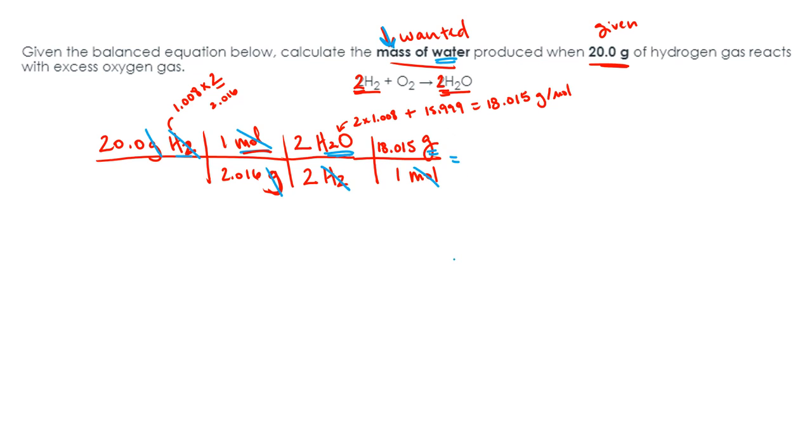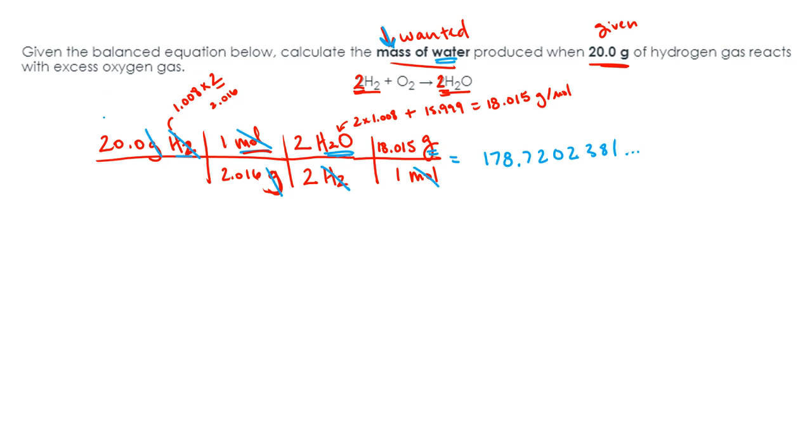So now we just need to calculate. A couple options. We can do 20 times 1 times 2 times 18.015 divided by 2.016 divided by 2 divided by 1. Or we can do 20 times 1 divided by 2.016 times 2 divided by 2 times 18.015 divided by 1. Either way, we should get an answer that looks like 178.728023881. Lots of decimal places.